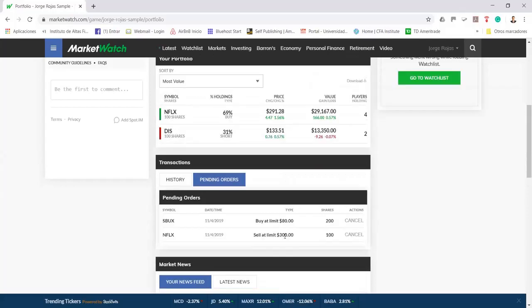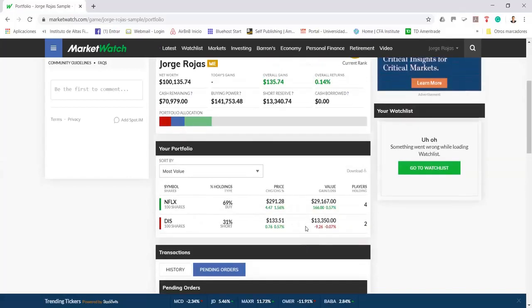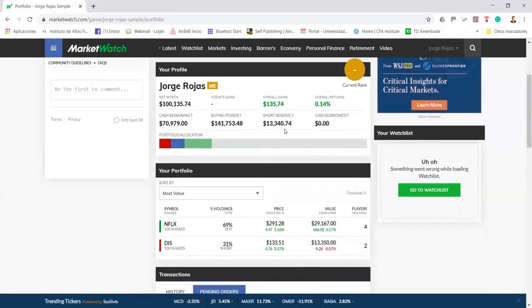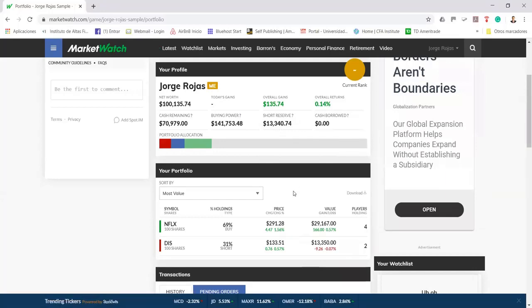So what this is doing for you is assuring you can realize your gains if the price goes up and you are away on your trip or in your daily activities, and you want to be sure that you realize this gain. Also, if I go back here to my panel, you will see that I have a short reserve. Since I shorted Disney shares, I eventually have to buy them back and return them. So this is just reminding me of that condition that I need to give those shares back.